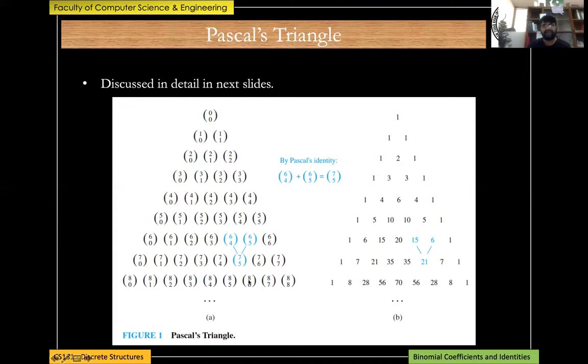So this is basically C8,6 equal to C7,5 plus C7,6. Take C8,3. This is going to be the sum of C7,2 and C7,3. So this is one property that we can observe here. More in detail in the coming slides.